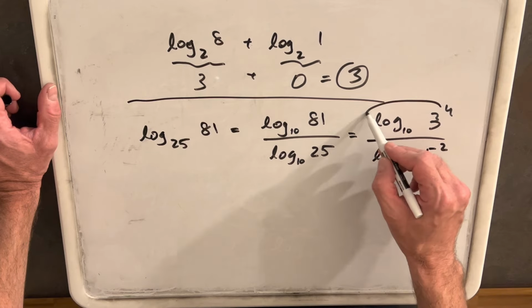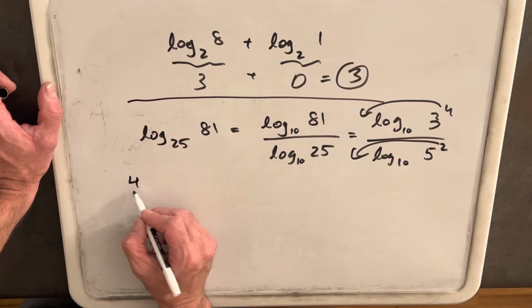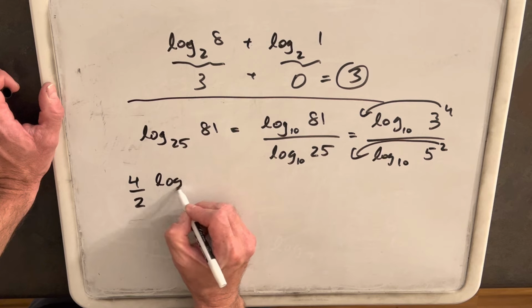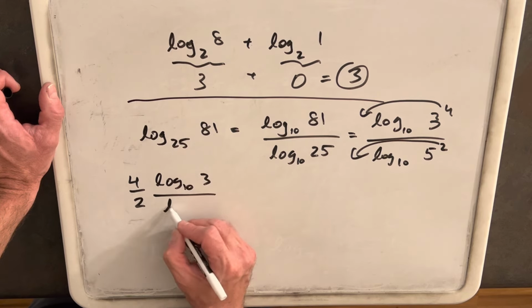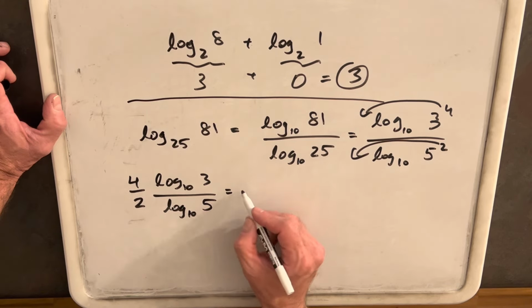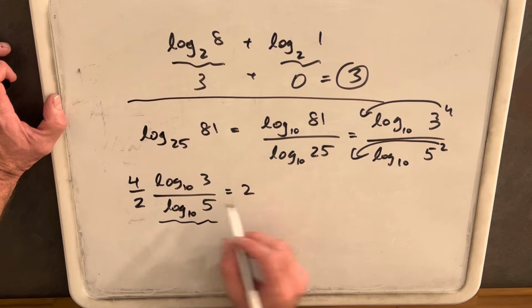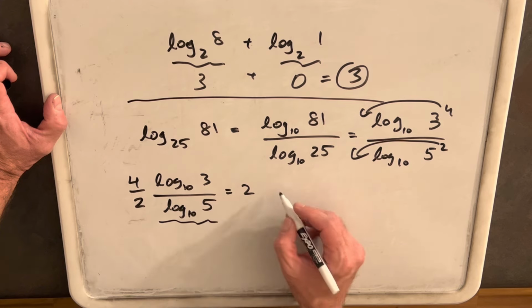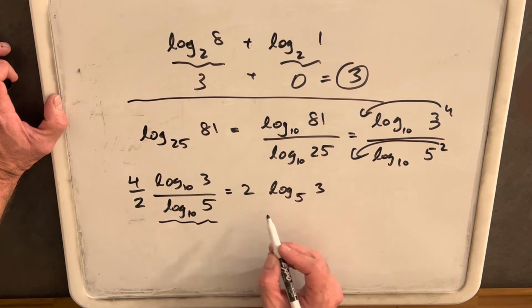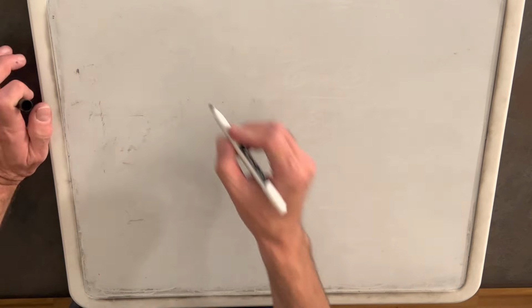So then we can bring these to the front. We have 4 over 2 times log base 10 of 3 over log base 10 of 5. So 4 over 2 is just 2. Then here we can use the change of base formula in reverse, which will give us log base 5, so log of 3 base 5. That's our answer.